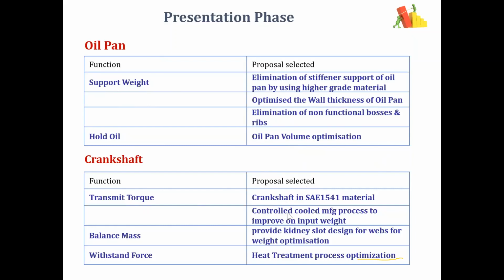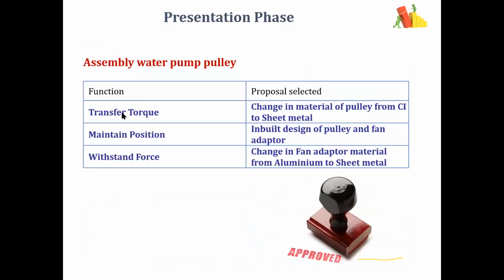Here you are going for a controlled cooling process of manufacturing to reduce the weight. You are going for a kidney shape design of the web for thickness and weight optimization, and for optimization of the heat treatment process. For the water pump pulley, you are going for a change in material of the pulley, and an inbuilt design of the pulley and fan adapter, and finally to withstand the force. This is the function. So, change in fan adapter material from aluminum to sheet metal.